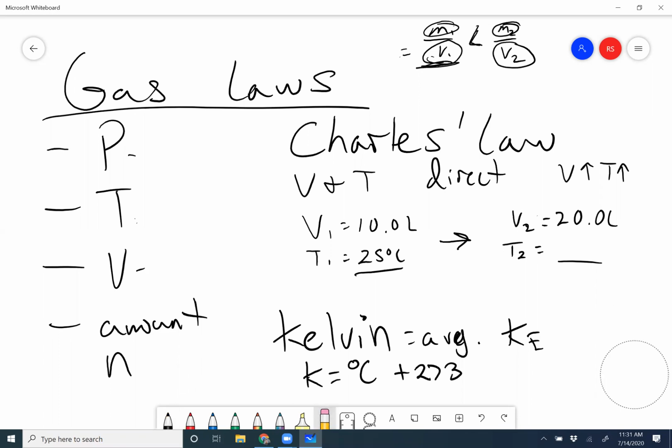So when we adjust this to Kelvin, this becomes 298 Kelvin, which means that the temperature for this to double is going to be 596 Kelvin. That is a doubling. And then, of course, subtract 273 from that to get the Celsius temperature.